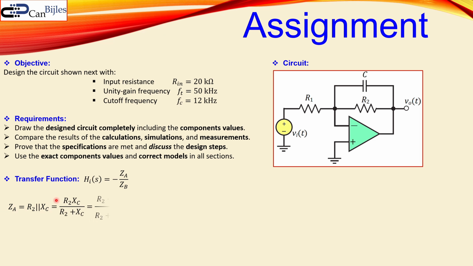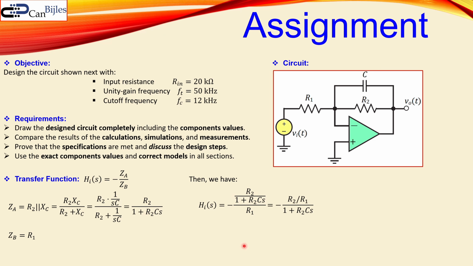And the parallel combination can be also written like this. And if you look at the formula for the reactance of the capacitor, which is 1 over SC, you have now this expression, and if you now simplify this, you get now this expression for ZA. ZB is actually purely resistive, so that's just R1. And then we can now substitute these two expressions in here. Then we have the following expression for our integrator. Now we can simplify this by multiplying the numerator and denominator by 1 plus R2CS. Then you have this nice expression.